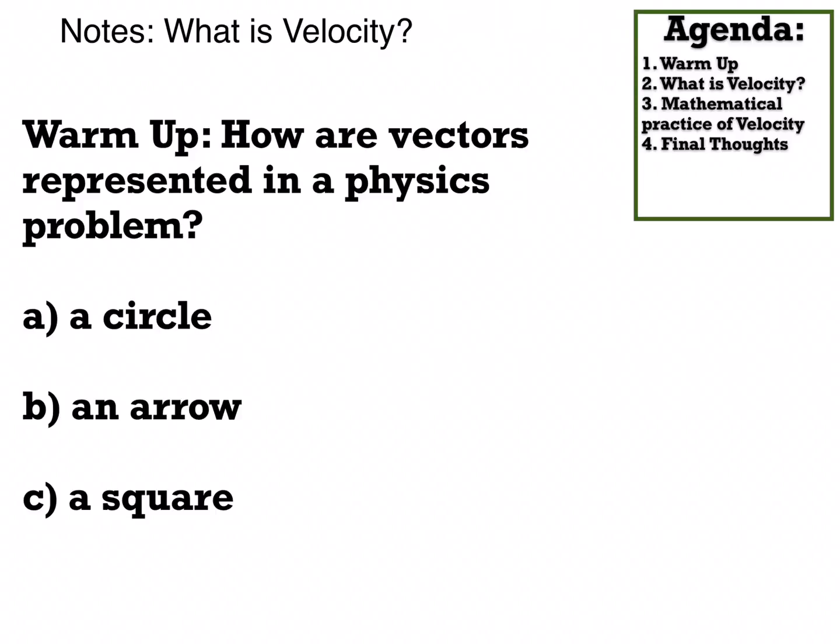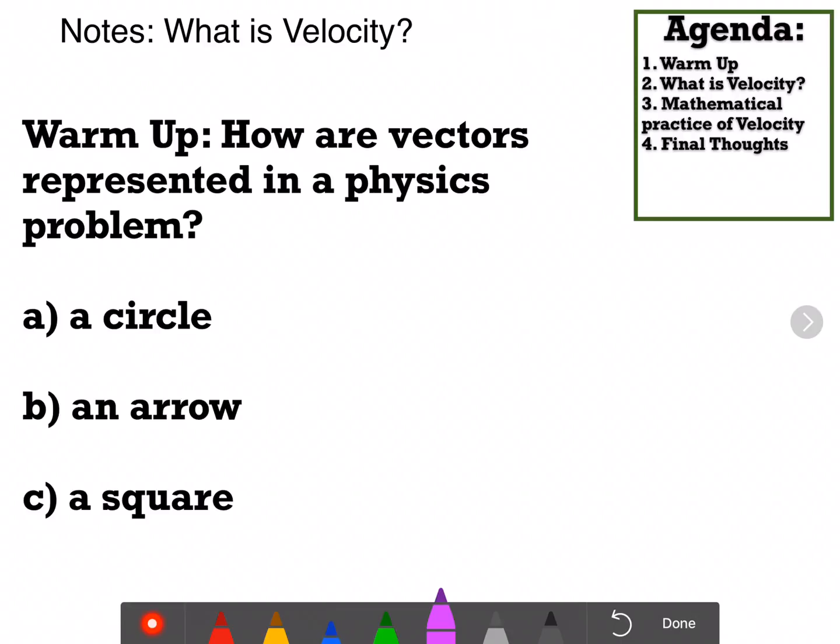So for our warm-up question, I'm just going to read through it, and then we'll figure out the answer. Warm-up question: how are vectors represented in physics problems? Are they A, a circle, B, an arrow, or C, a square? When we look at vector problems in physics, we are looking at using arrows. So there we go, nice and easy.